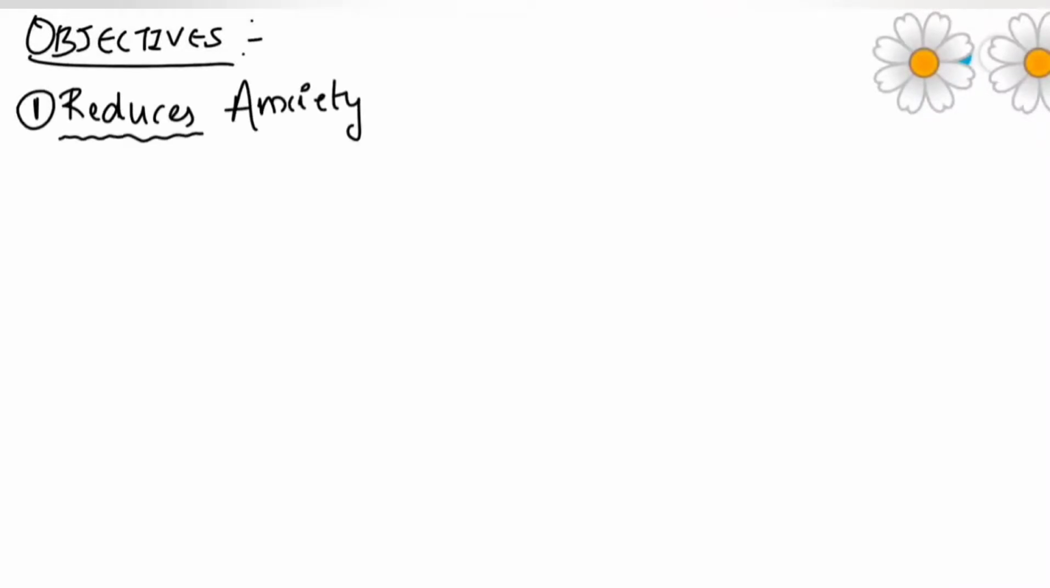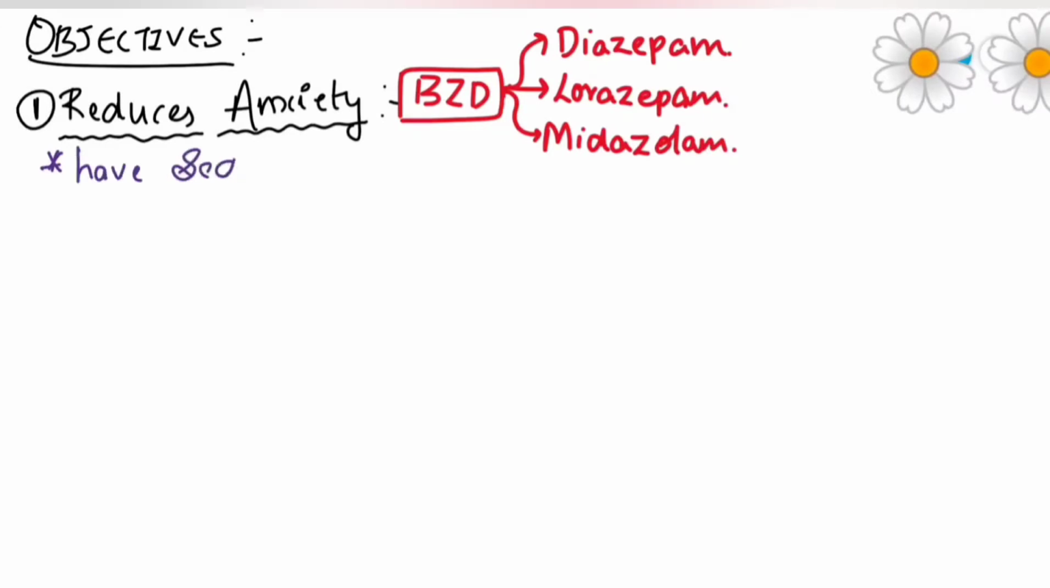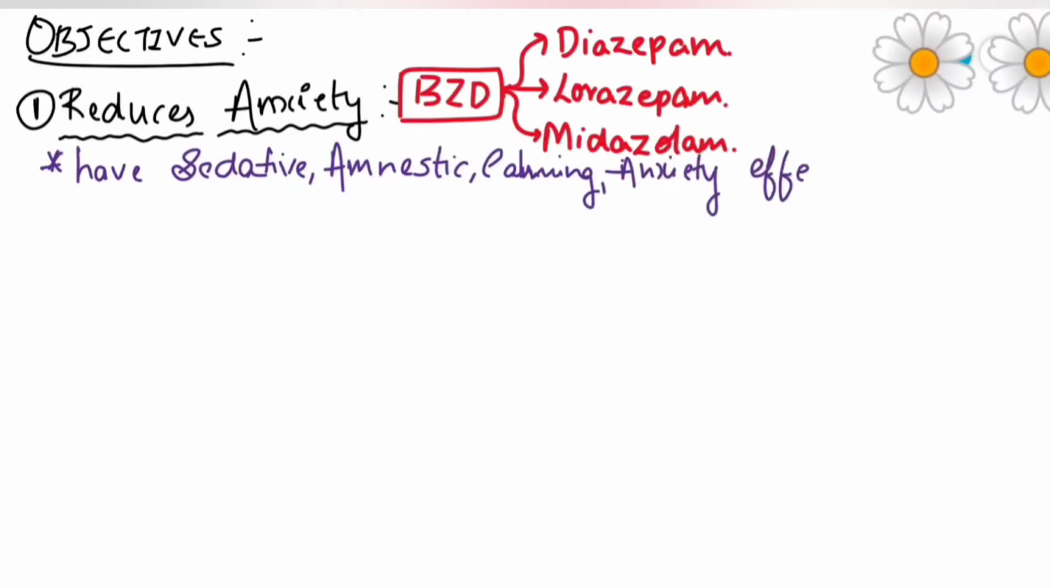The first one is it mainly tries to reduce your anxiety. The best drugs we can use are benzodiazepines such as diazepam, lorazepam and midazolam. These three are the important drugs. Remember at least diazepam, which mainly reduces anxiety. It has a sedative sleep effect. It is amnestic, that is, you forget things. It gives you the calming anxiety effect. These are the important properties of diazepam.